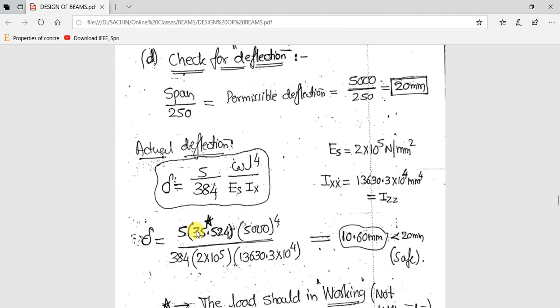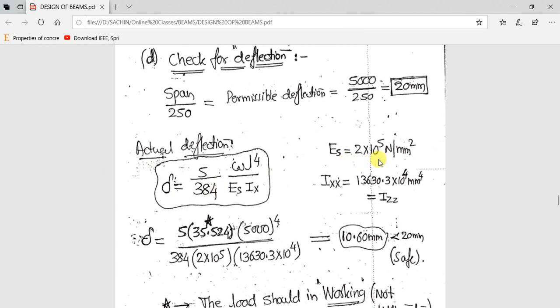So next we will be checking for deflection. We are aware that this is the formula to calculate the permissible deflection, that is span by 250. The span is 5 meters, so divide by 250. So the permissible deflection is 20 mm. Now we have to calculate the actual deflection. This is a simply supported case where UDL is acting, and this is the formula for actual deflection.